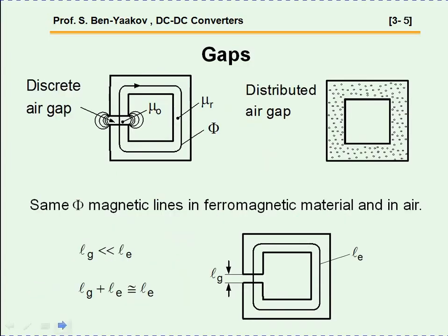Now, in order to reduce the permeability, there are two ways to go, among others maybe. One is to introduce a gap in the magnetic path. That is an air gap. There's a void here in which there is no ferromagnetic material. Okay, the windings are going this way on the ferromagnetic material.